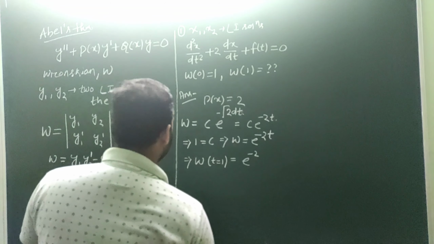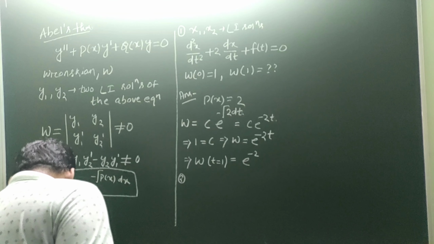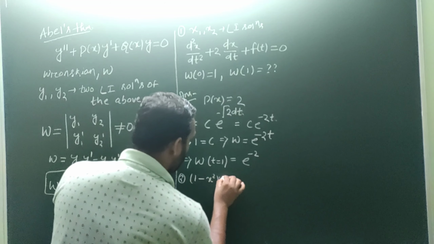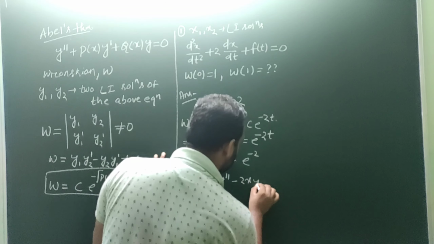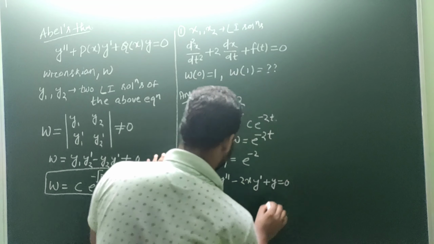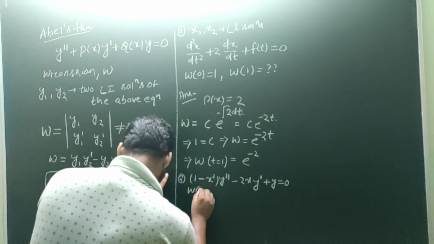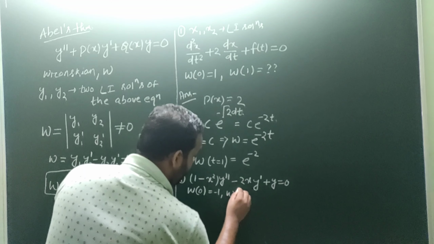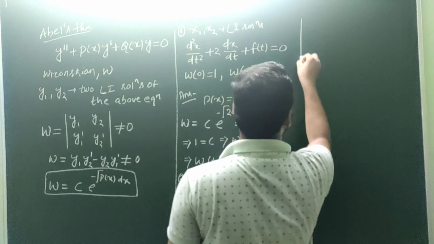And the second problem he has taken, there is a differential equation given again, 1 minus x square y double prime minus 2x into y prime plus y is equal to 0. This is the differential equation, and he has given that W at 0 is equal to minus 1, and we have to find W at e. Right, so I will solve it here.